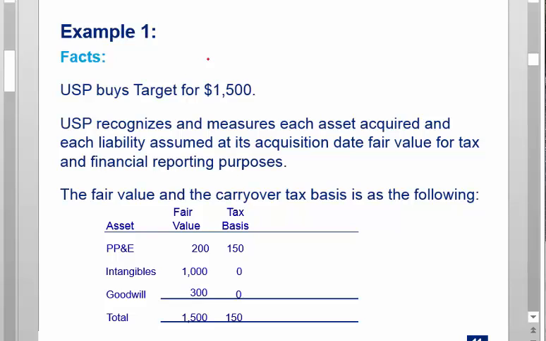So regardless of what was on the target's balance sheet before we bought them, we're going to throw that balance sheet in the trash, and we're going to start over. Okay? So in this example, the acquiring company says, you paid $1,500, and we're going to allocate that to 3 different assets that you acquired.